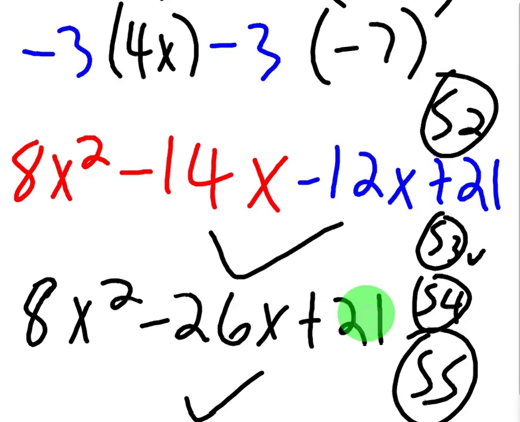Does anybody know what a polynomial with 3 terms is called? Binomial. Trinomial. Yes, this is called a trinomial.